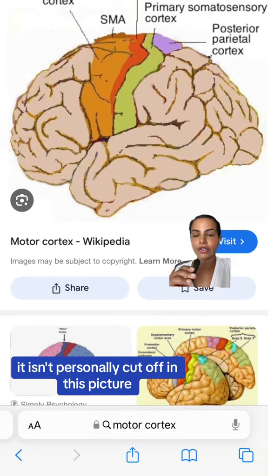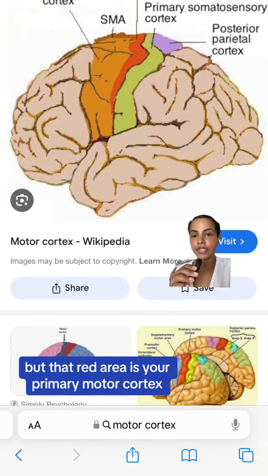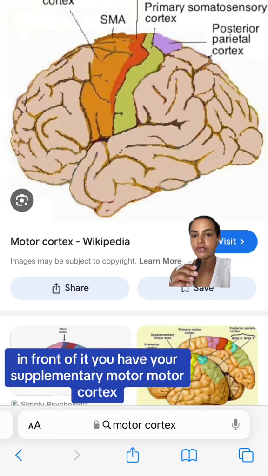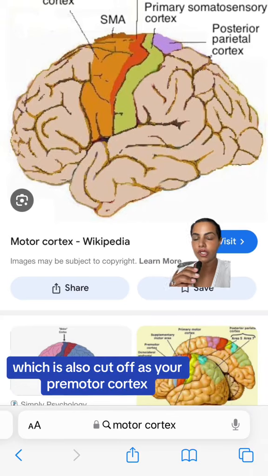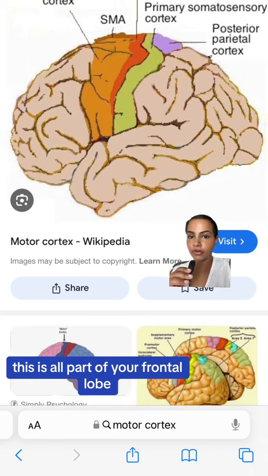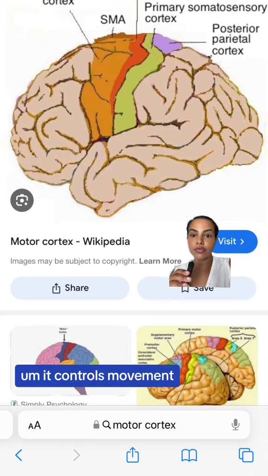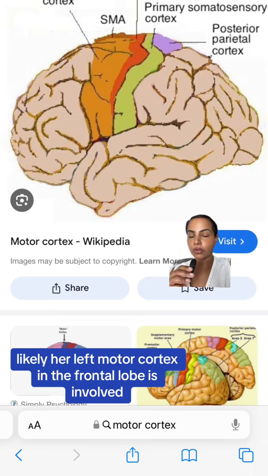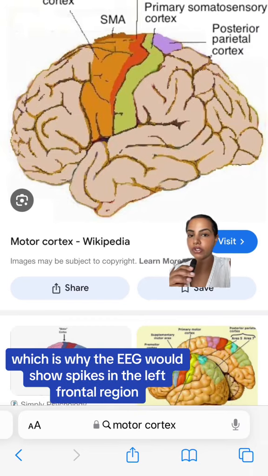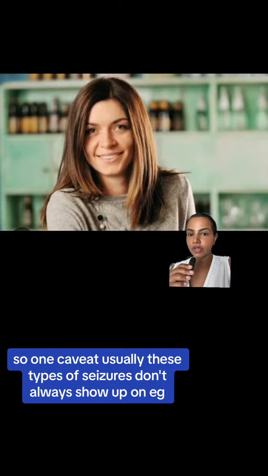It is unfortunately cut off in this picture, but that red area is your primary motor cortex. In front of it, you have your supplementary motor cortex, and even before it a little bit, which is also cut off, is your premotor cortex. This is all part of your frontal lobe. It controls movement. So if she is having twitching of the right side of her face and arm, likely her left motor cortex in the frontal lobe is involved, which is why the EEG would show spikes in the left frontal region.